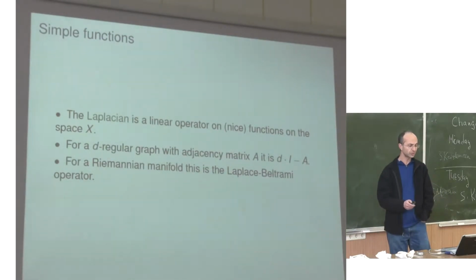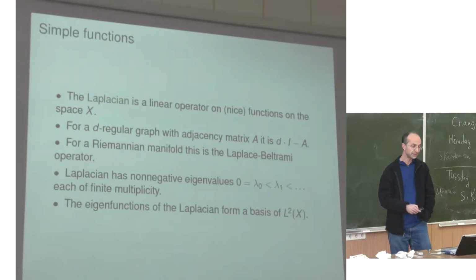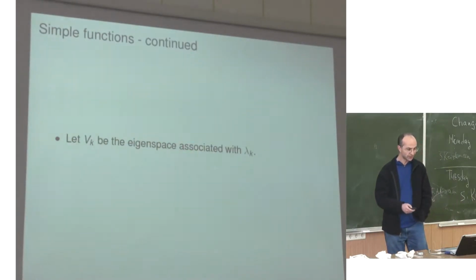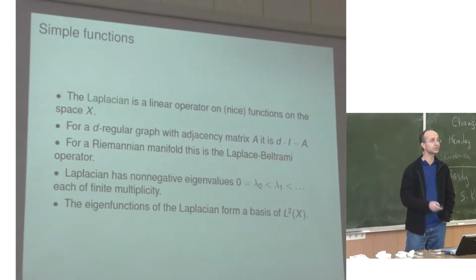We don't have to know what it is, but we have to know something about its eigenfunctions. A Laplacian would have non-negative eigenvalues starting from 0, and each one of them would have finite multiplicity. And the eigenfunctions of the Laplacian form an orthogonal basis of L2(X). This we have, and now we can describe this notion of simple function.